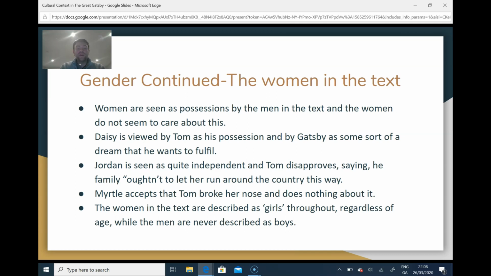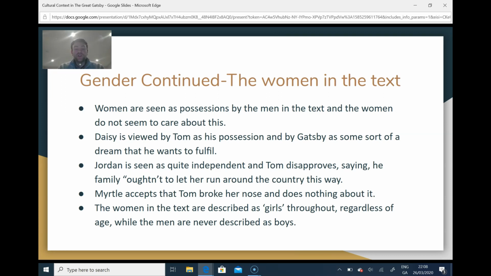Okay, an important point here about Jordan. She's independent, and Tom disapproves. Of course he does. The alpha male disapproves, saying her family oughtn't to let her run around the country this way. Basically, she shouldn't be running around. She should have a man telling her what to do. Okay, so think about the morals and values there as well, and the role of men and women. Basically, Jordan is independent and he frowns upon it. Men, the patriarchy, don't want to see women being independent.